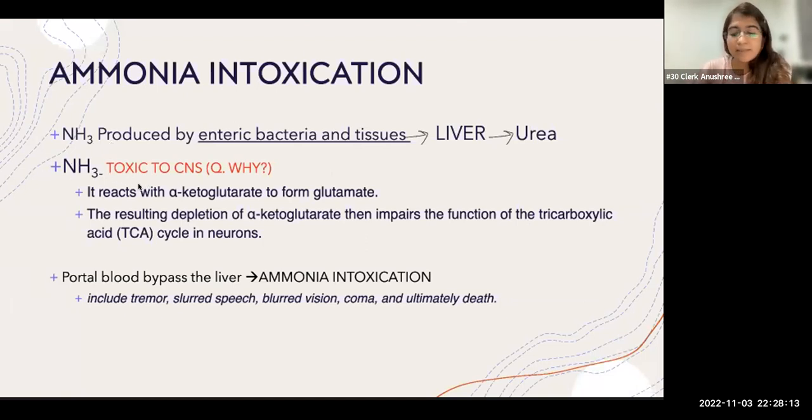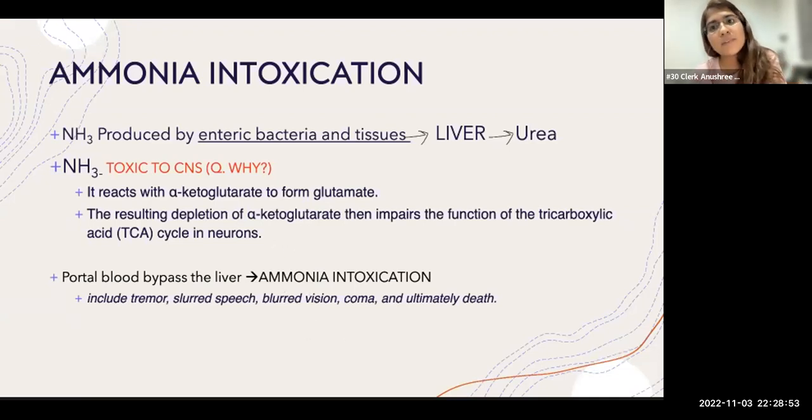So ammonia is majorly toxic to the central nervous system, and anything that affects the brain would affect our whole body. Everyone agrees with me. The most severe thing that can happen is something affecting the brain, okay? So what basically happens, it reacts with alpha ketoglutarate to again form the glutamate. Always it tries to go into the glutamate form. Okay, so whenever the alpha ketoglutarate is going to form glutamate, the alpha ketoglutarate levels will start falling down.